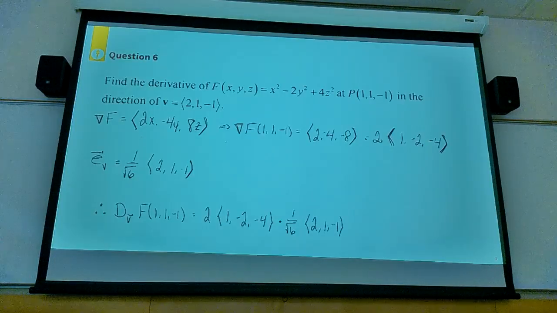Now, the directional derivative would be that dot product. 2 over root 6 times the dot product. 2, oh, look at that. 2 minus 2, 0. We just get 4. 8 over root 6.